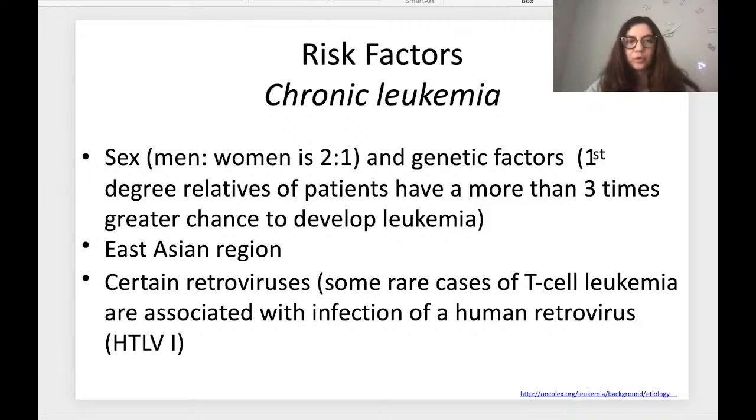Another risk factor for chronic, it is East Asian region. They are more sensitive group for these disorders. And certain retroviruses, some rare cases of T-cell leukemia are associated with infection of human retrovirus, like HTLV1.